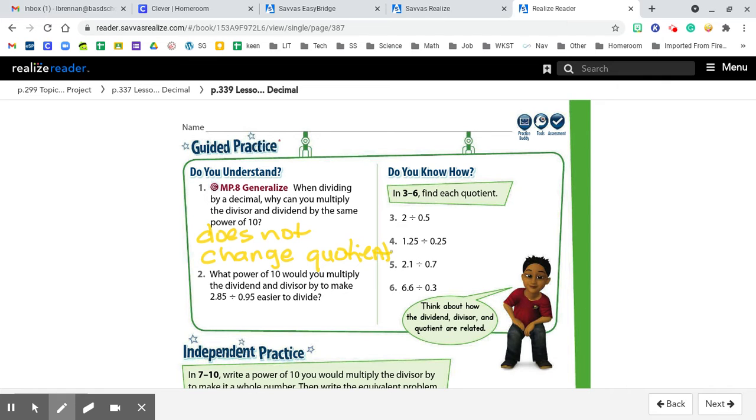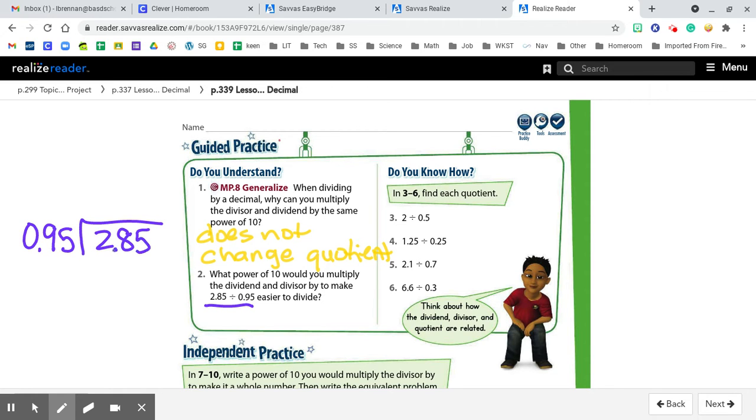Let me change that color because that one's not always easy to see. What power of 10 would you multiply the dividend and divisor by to make this problem easier to divide? So we have 0.95 divided by 285.